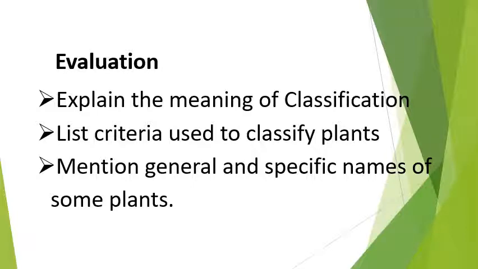Now, let's evaluate ourselves. We can explain the meaning of classification. Then the next one, you should be able to list the criteria used to classify plants. I hope we can all do that. Then you should be able to mention generic and specific names of some plants. Do you still remember the examples of plants, some crops we mentioned during the lesson, their generic and specific names?